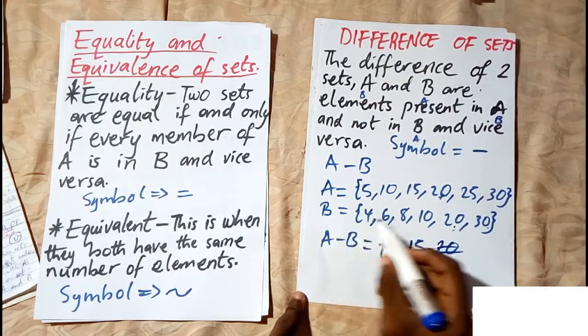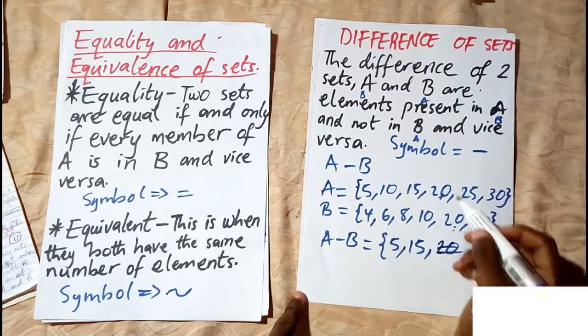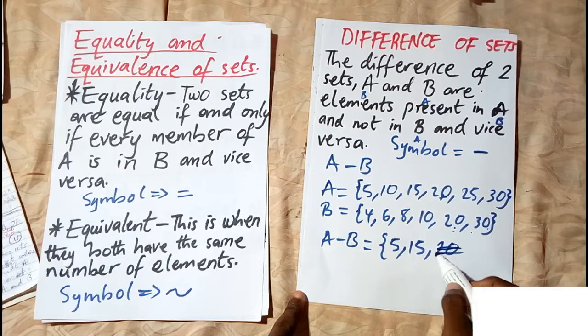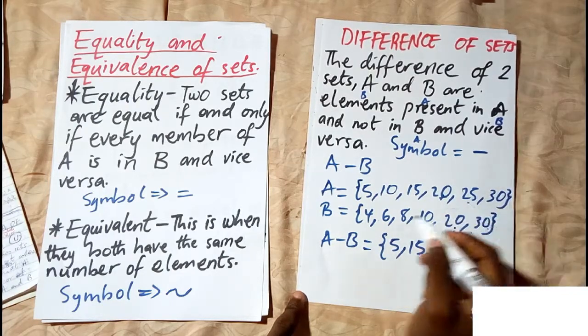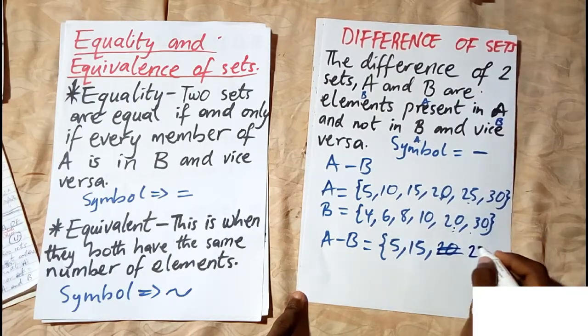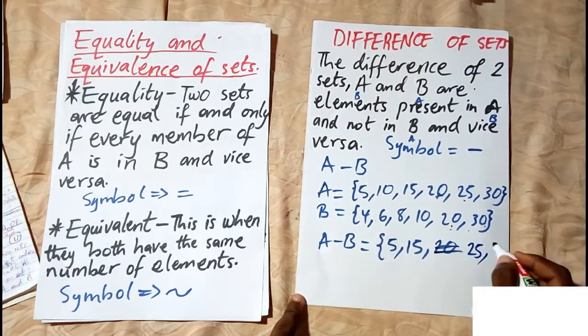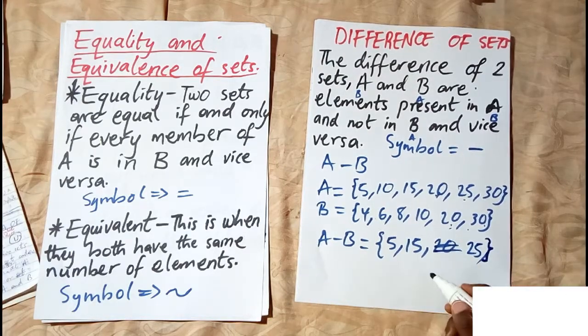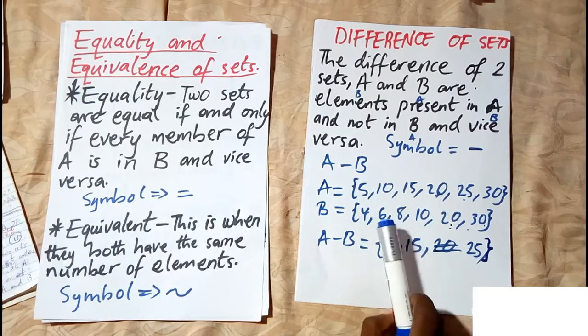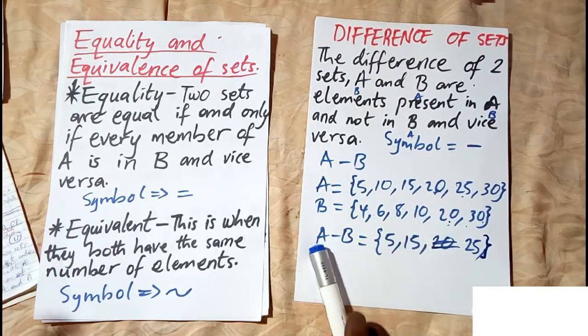20 is found in B. We have 20 in A and B, so we'll cancel it out. 25 is found in A but not in B, so 25 is in, and 30 is found in A and in B, so 30 is not in. So we have 5, 15, and 25. These are elements found in A and not in B. That is A minus B.